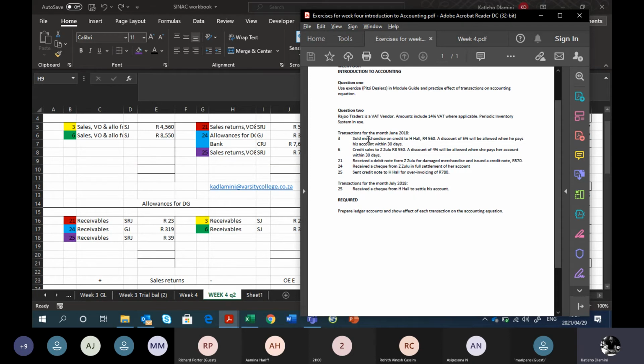When did H Hall buy? On the 3rd. Okay, see the check from H Hall. So this person will also get that. No, but why? Let me see. The invoicing of that amount. H Hall, when he pays his account within 30 days. Okay, on the 25th. Oh, the 25th of July. So he's paying later. He's paying on the 25th of July, not the 25th of June. So that's more than 30 days. So he's not going to get the discount.